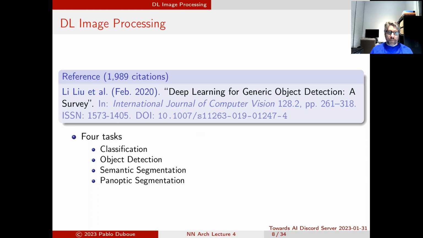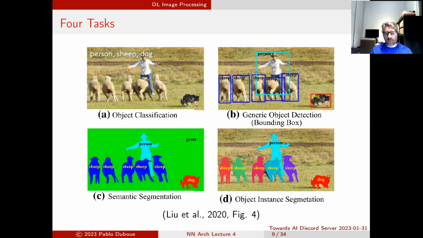There is in the paper pile a relatively recent survey, from 3 years ago, on deep learning for generic object detection. It discusses that there are 4 tasks. I use different names and I'll change them a little bit, but there is classification, object detection, semantic segmentation, and panoptic segmentation. Today we are going to talk about the first 3, and in the lecture on visual transformers we are going to talk about panoptic segmentation.